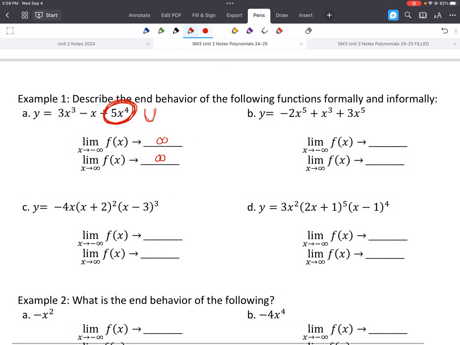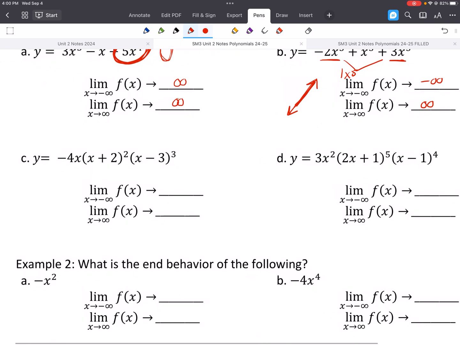If we look at the second example, this is a little tricky. Again, we have two terms that have the same degree. That means we can combine those. So that would just give us 1x to the 5th. So it's a positive odd. So again, if you're thinking of positive, that's like a linear equation that has a positive slope. So it's going to go from negative infinity to positive infinity.